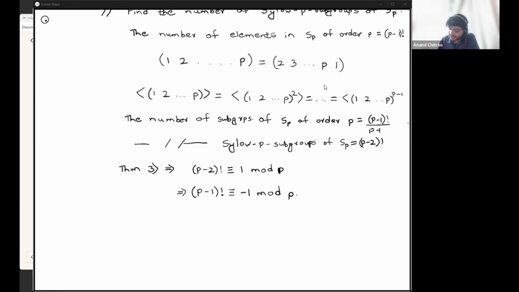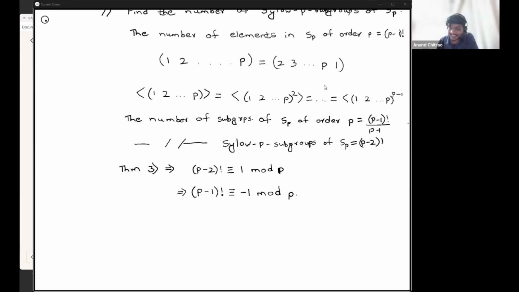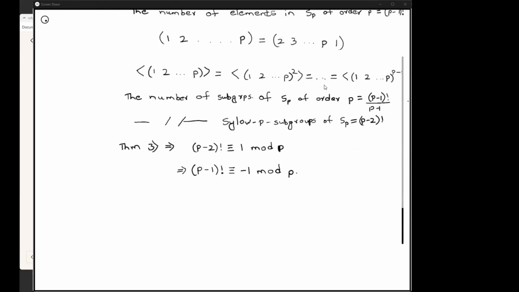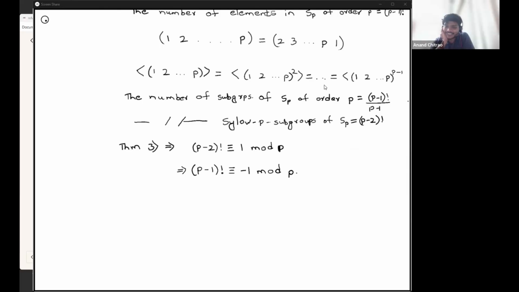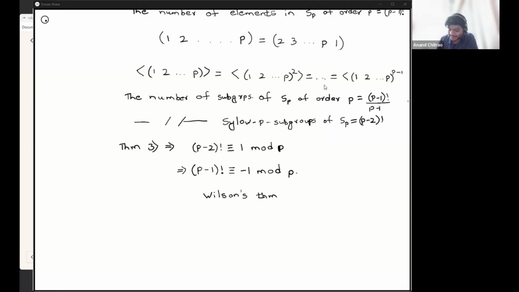p, which is, what is the name of this theorem? Fermat's little theorem? No, Fermat's little theorem is something else. Chinese remainder theorem? No, Chinese remainder theorem is something else. It's Wilson's theorem. Yeah, so the colleague who is conducting this session, Wilson's theorem. I would like to end my sessions on Wilson's theorem.